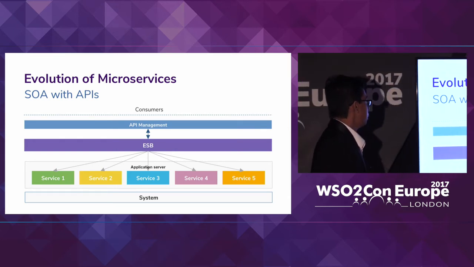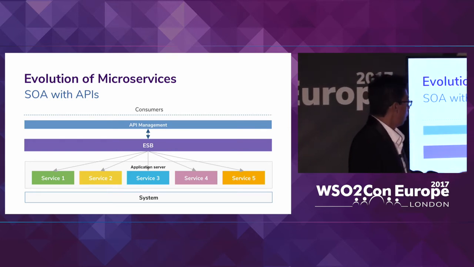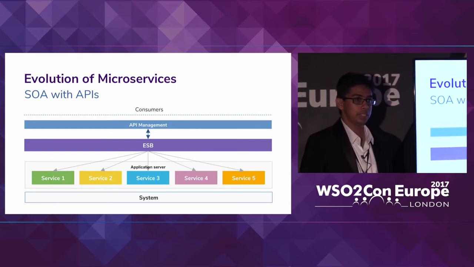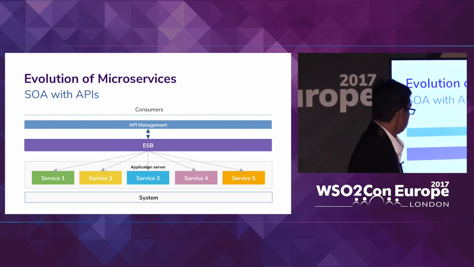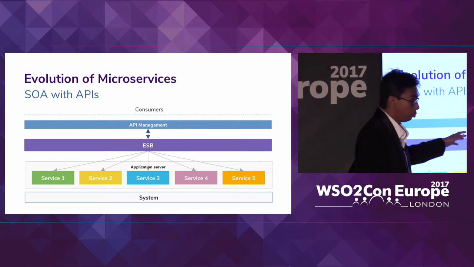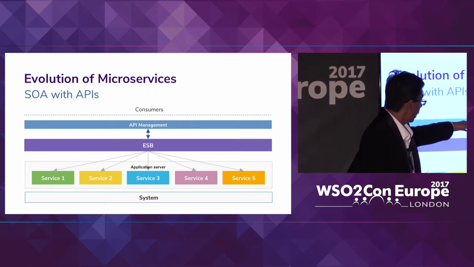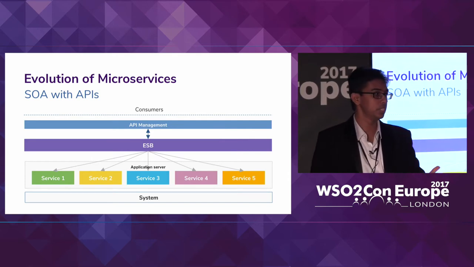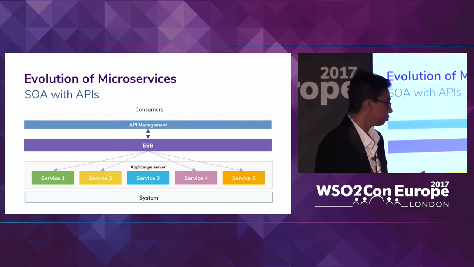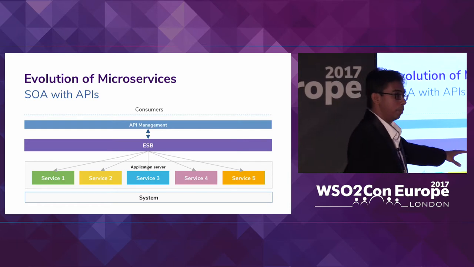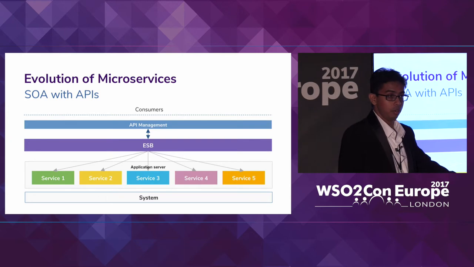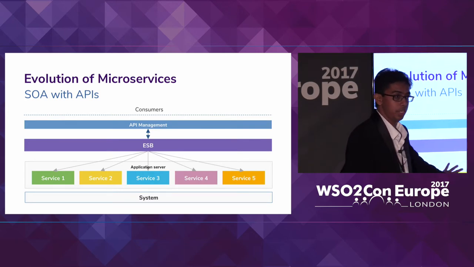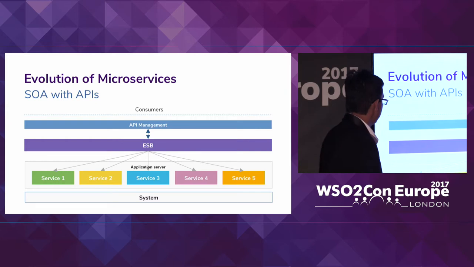With API management, what we are trying to solve is exposing a complex service as a simple interface. Basically, this layer is often known as the API facade layer, right? You hide your complexity and expose a simple business interface to your consumers. That's where API management came into the picture and became so popular. I guess most organizations have a very similar architecture even nowadays.